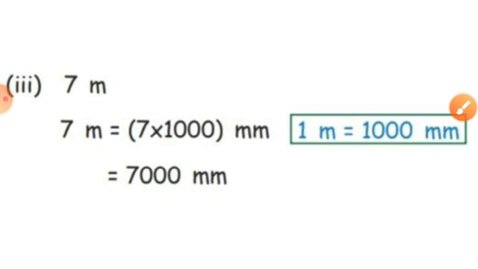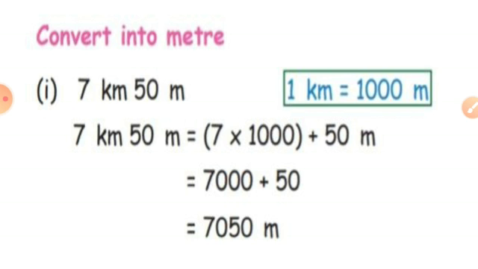Let's see the third one, that is 7 meter. So, meter to millimeter. Meter is the bigger unit than millimeter. So, you have to multiply this only. For this, first you have to find out 1 meter equals how many millimeters. It is 1000 millimeters. So 7 will be multiplied by 1000. So 7 into 1000 you will get 7000 millimeter.